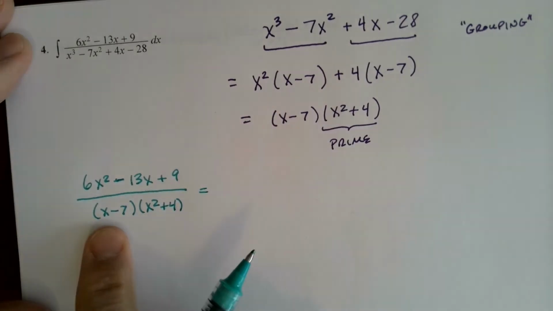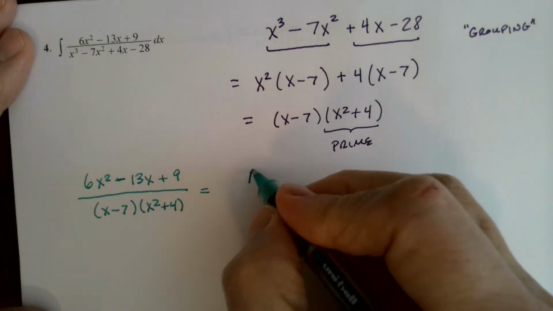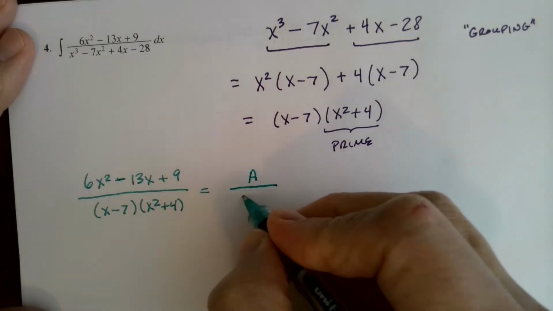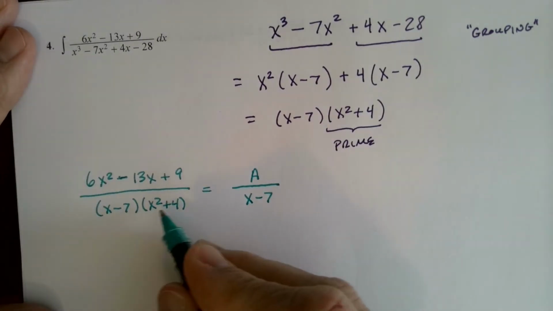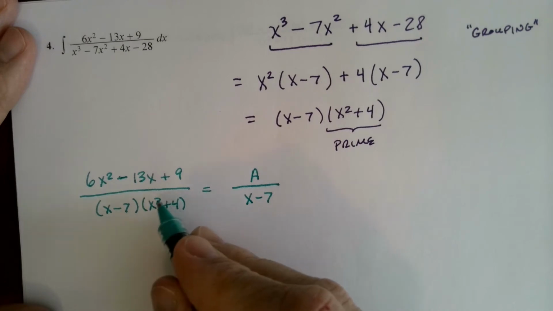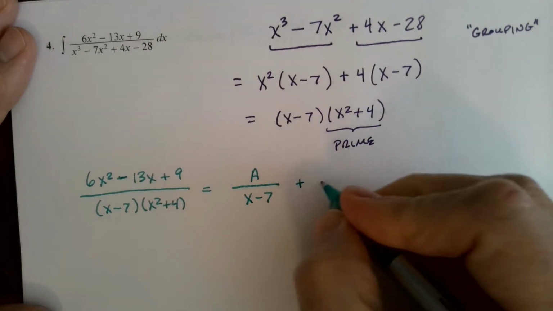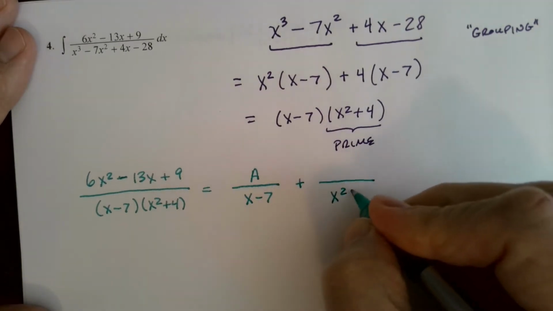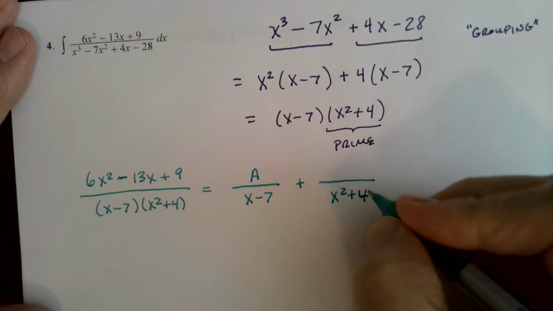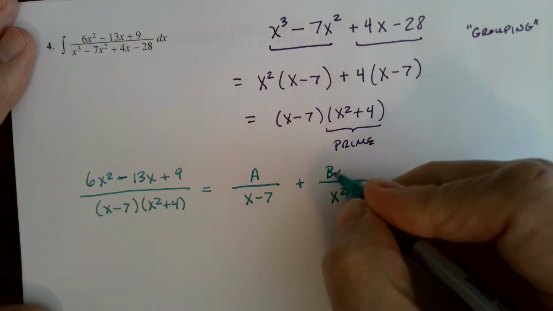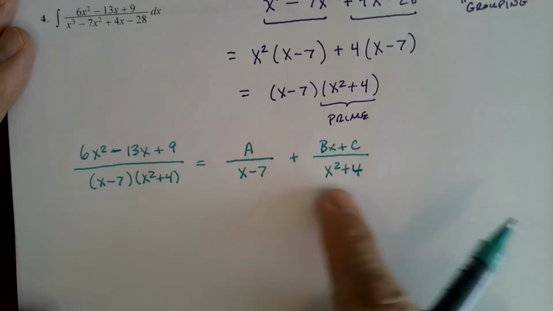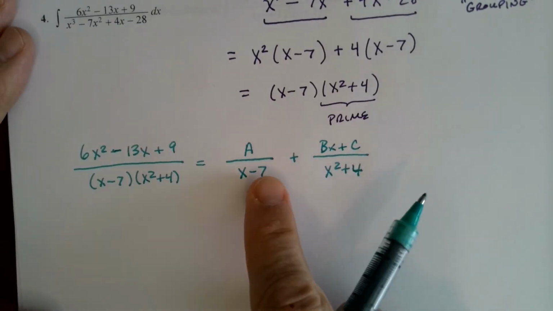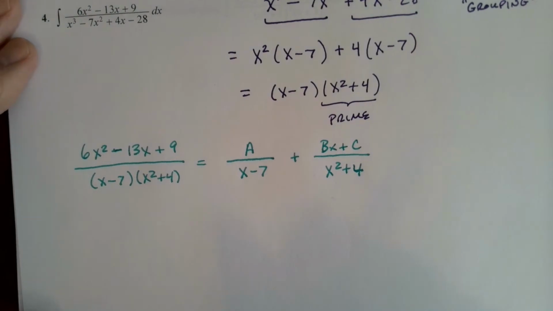Looks like what? I have one linear factor, gives me one fraction, right? Constant over a linear term. This is one quadratic factor. So what do we have here? In the denominator, I have x squared plus 4. In the numerator, I'm going to have bx plus c. So there's a linear factor over that quadratic factor. So I need to find a, b, and c. Need to find a, b, and c.